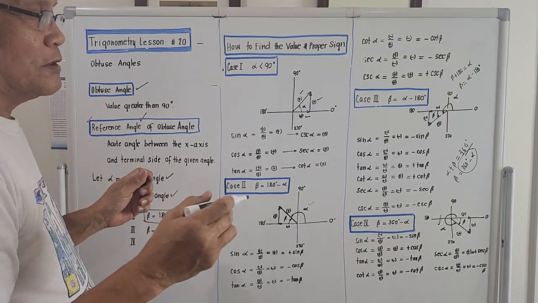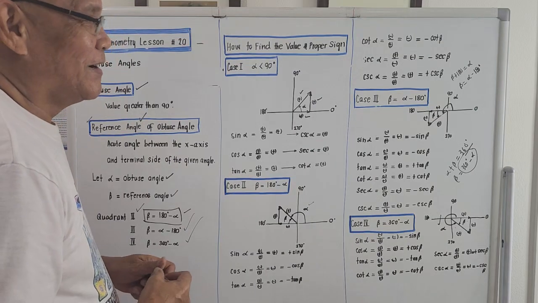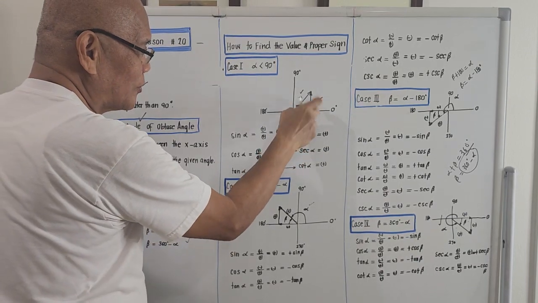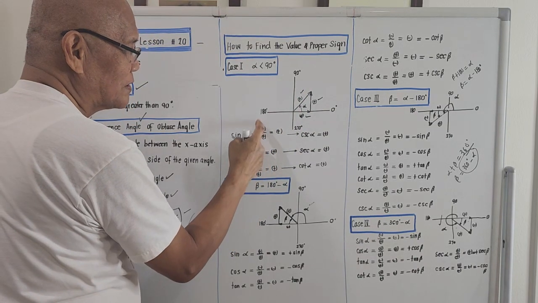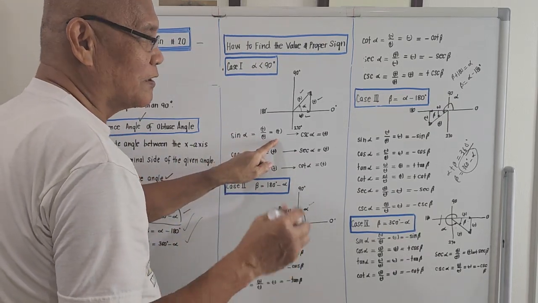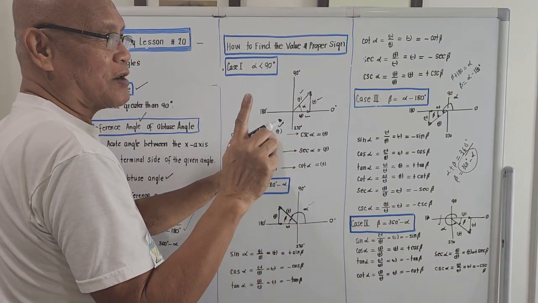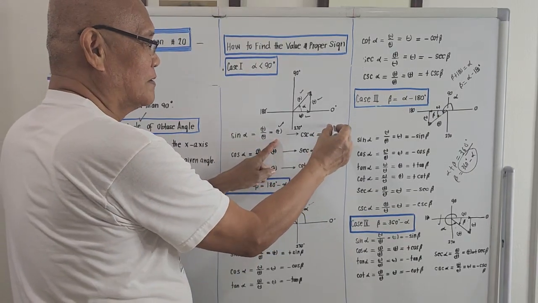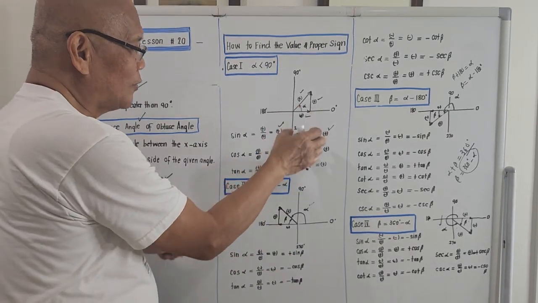So if we try to take the proper sign of an angle that falls under the first quadrant, it should be something like this. Sine of alpha will be opposite over hypotenuse, so it should be a plus over a plus. A plus and plus will be plus. Meaning to say, the sine of an angle that falls under the first quadrant is plus. And what's the reciprocal of sine? It's cosecant. So automatically, cosecant will also be plus.